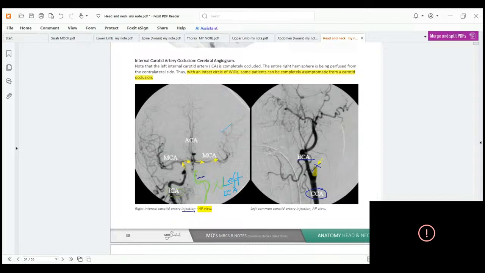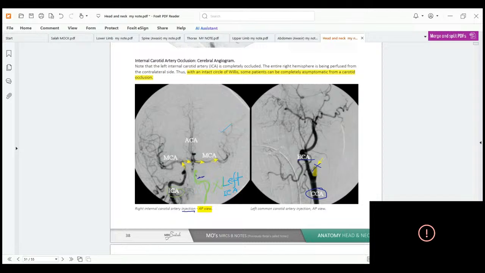In the left side picture, you can see the internal carotid artery on the left side. The same picture should be there on the right, I mean the left side, but we can see it only on the right side. See what is written: right internal carotid artery injection given, and it went up.